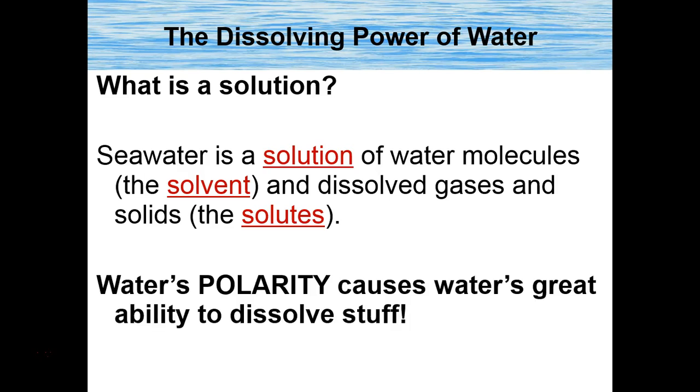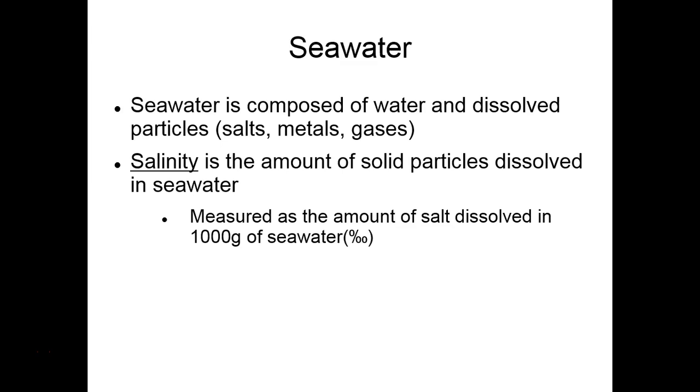Okay, and the reason why, again, water can dissolve so much stuff is because of its polarity, because it is positively charged on one end, the hydrogen side, and is negatively charged on the other end, the oxygen side. Therefore, it can bond to anything else that is polar or anything else that is charged. So seawater is made up of water and dissolved particles, so salts, metals, and gases.